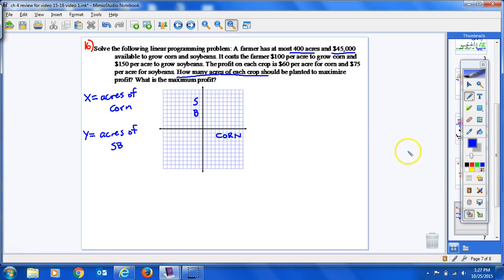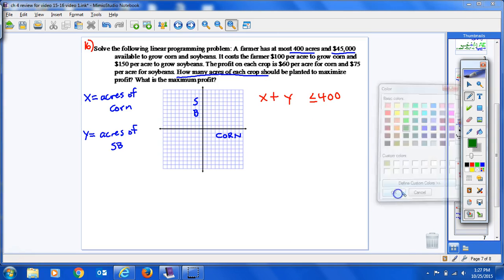Okay, so now let's work on the constraints, and we'll do these in colors. Let's talk about the constraint on the number of acres. He has at most 400 acres, so immediately I know it's going to be an expression that says something is less than or equal to 400. Each of these variables represents acres of each crop, so that makes it kind of easy. The number of acres of each crop, in other words x plus y, has to be less than or equal to 400. Can't be more. Okay, so that's taken care of.